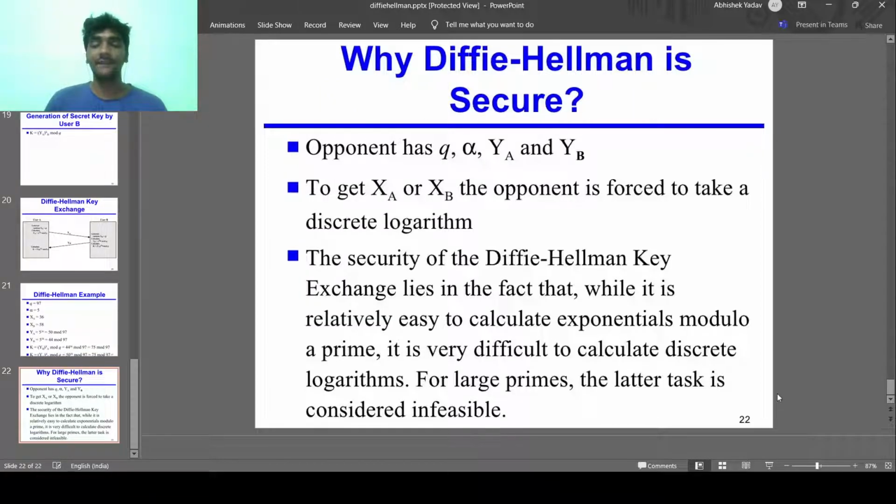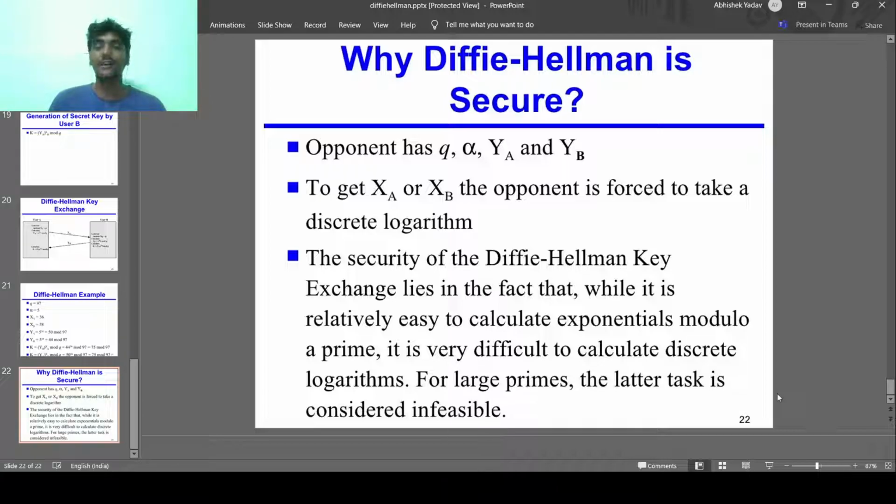So why is Diffie-Hellman secure? The opponent has Q, alpha, YA, and YB. To get XA or XB, the opponent is forced to take a discrete logarithm.